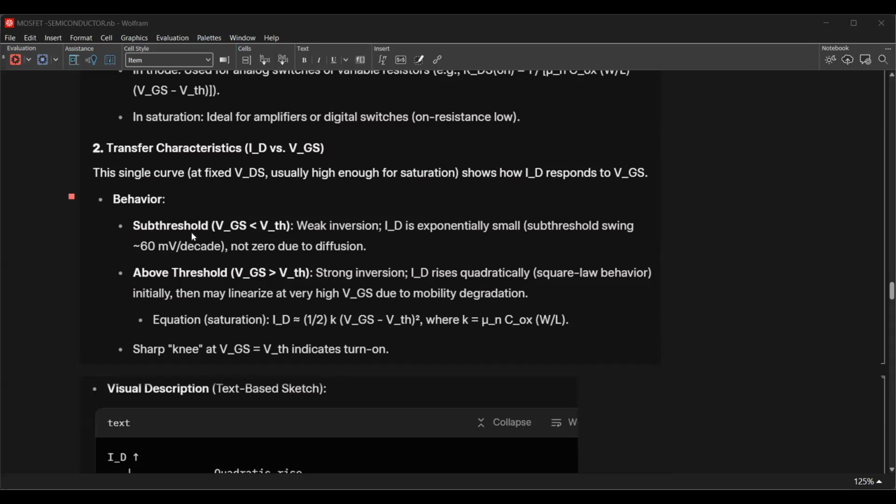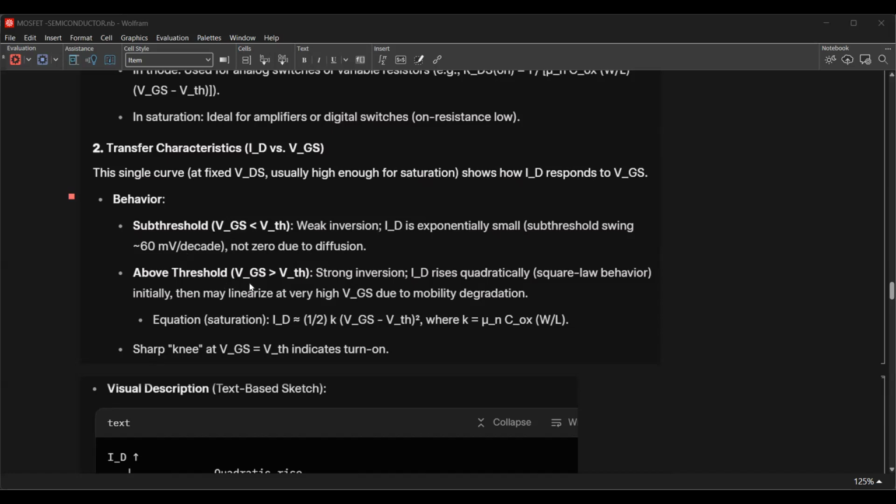In subthreshold, the VGS is less than the VTH, so we have weak inversion. ID here is exponentially small. The subthreshold swing is 60 millivolts per decade. It means that to increase the current 10 times, you have to increase the gate voltage by 60 millivolts. So this is not zero due to diffusion.